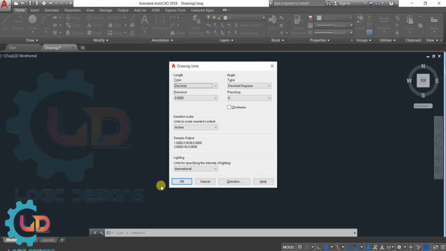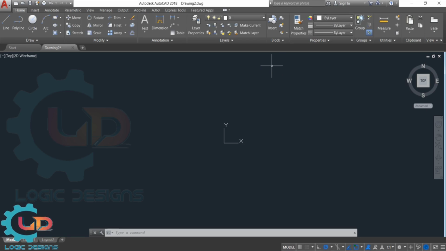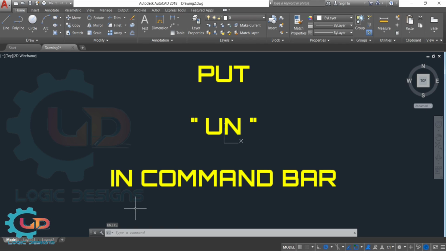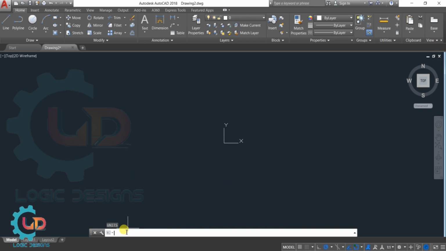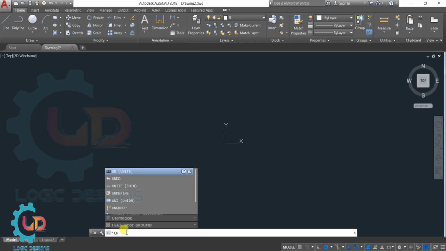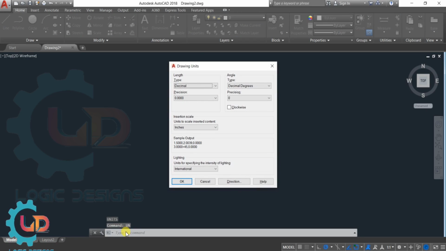Now we will see the other two options. The second one is typing UN in the command bar. Now we press enter. Here we go, the drawing units window opens. Now close this window.